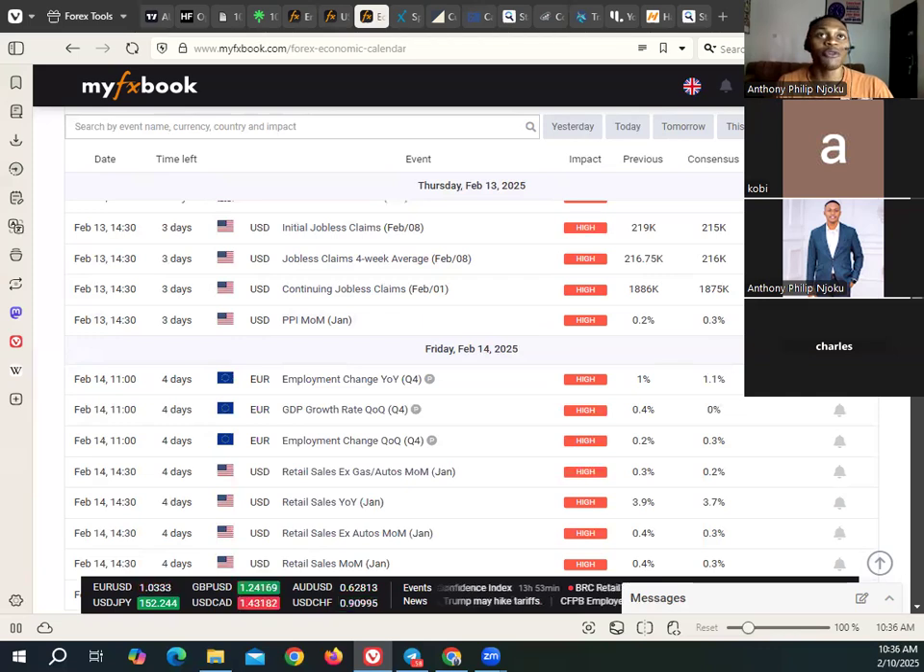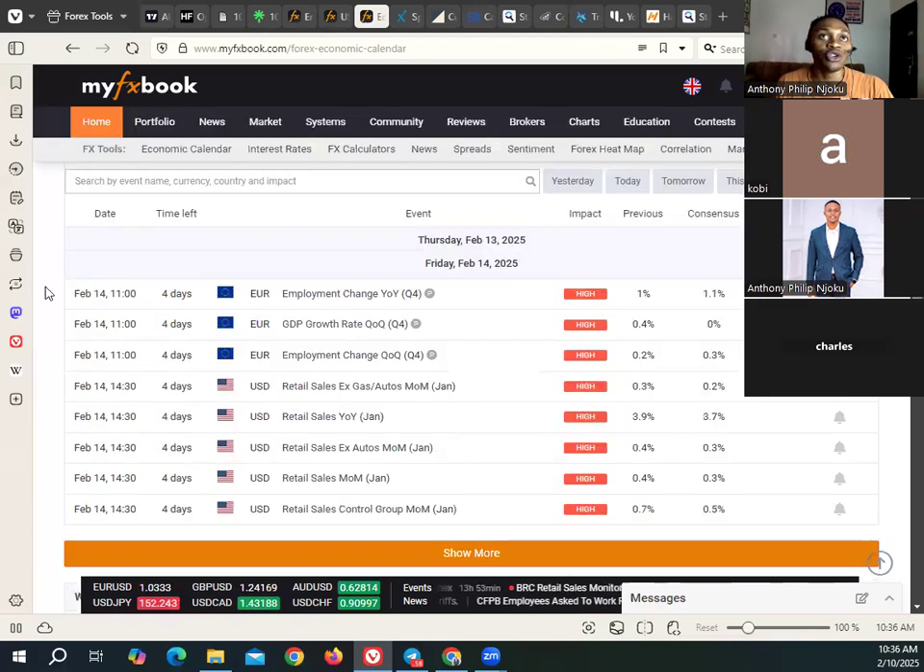To wrap up the week on Friday, we have Euro news early in the morning, 11 a.m. Employment change year over year. This is the employment figure. If you see a figure higher than 1.1%, it is bad for the euro. But if you see a figure lower than 1.1%, it is good for the euro.